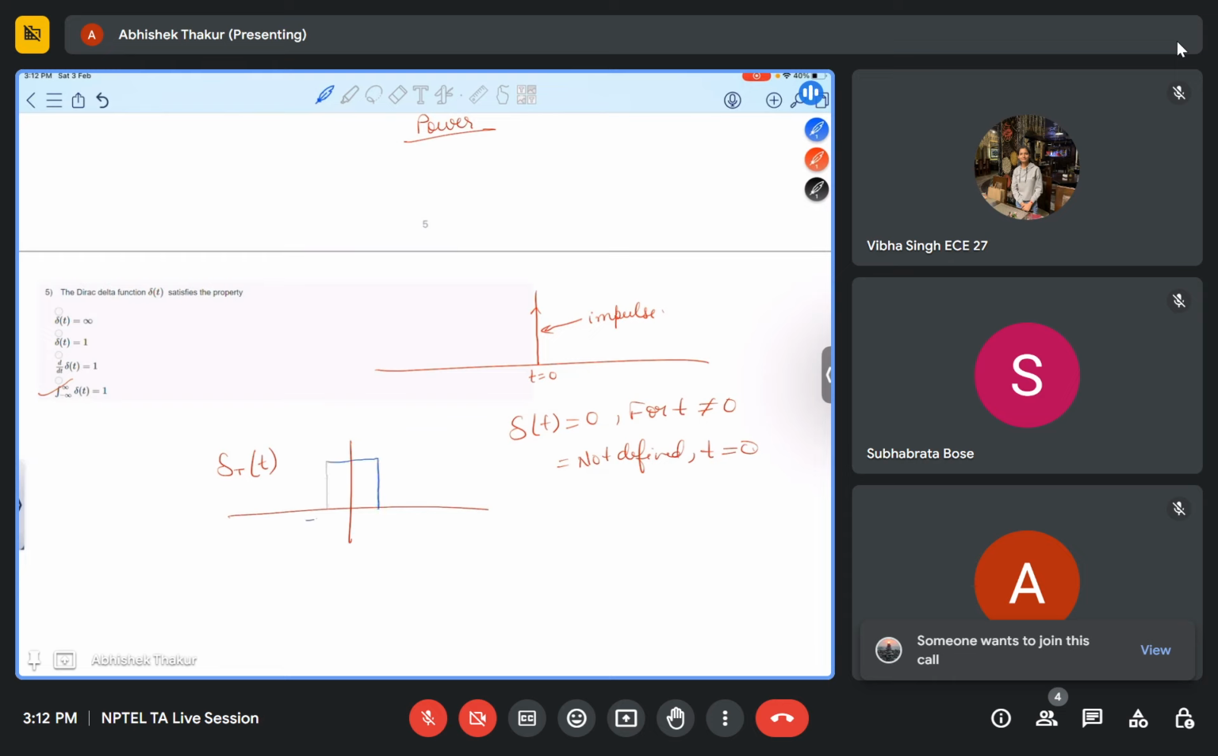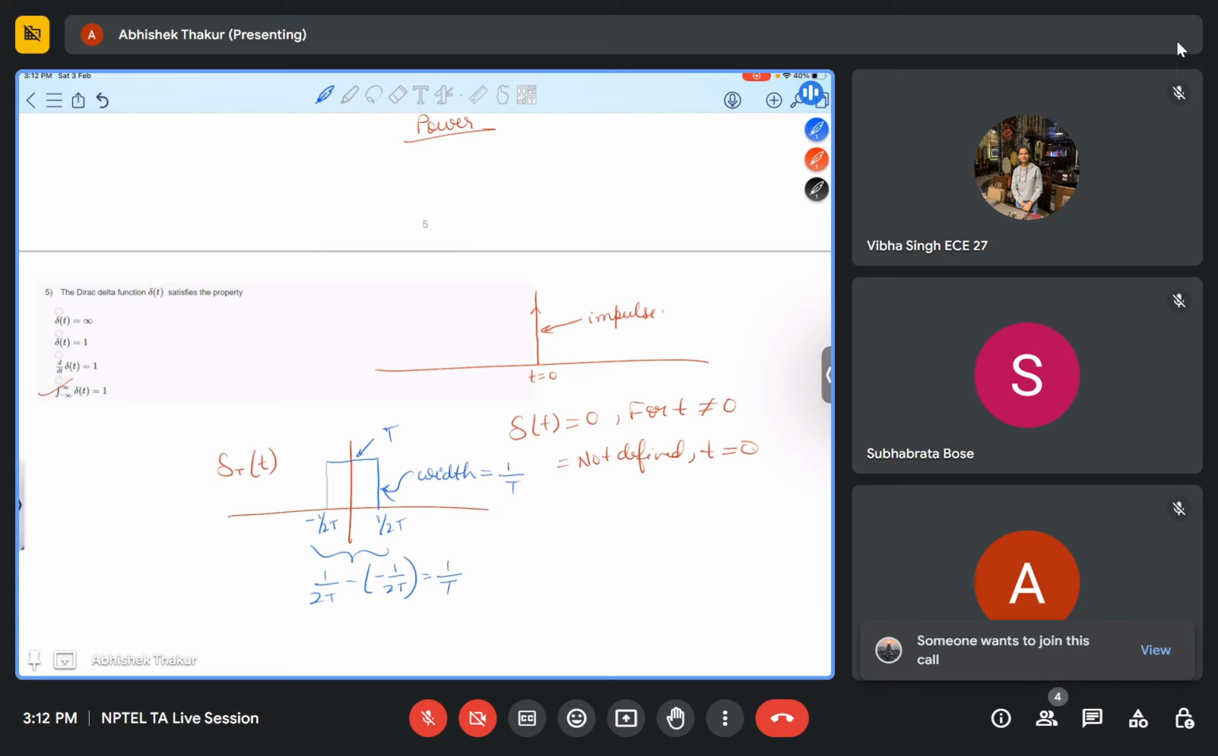this is, let's suppose, minus 1 by 2t and this is 1 by 2t. So the width is 1 by 2t minus of minus 1 by 2t, so that is equal to 1 by t. So this width is 1 by t. The height will be inversely proportional to the width, so height will be 1 by 1 by t, so that is equal to t.